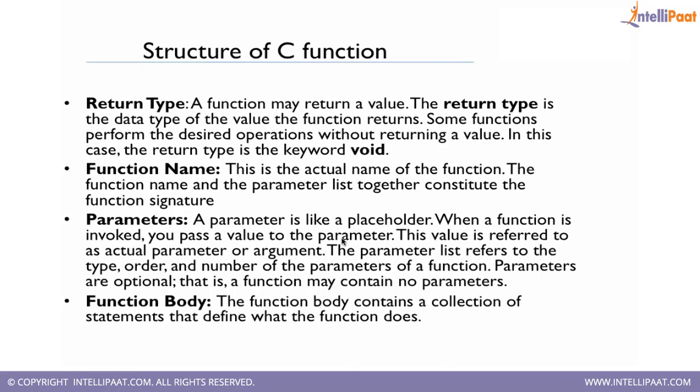Parameters are like placeholders. When a function is invoked, you pass a value to the parameter. This value is referred to as an actual parameter or argument. Parameter list refers to the type, order and number of parameters of a function. Parameters are optional, that is, a function may contain no parameters. So parameters are nothing but the input that you give to the function.